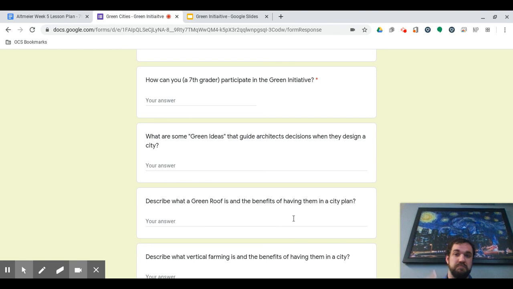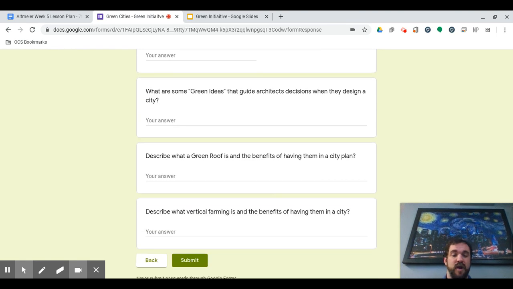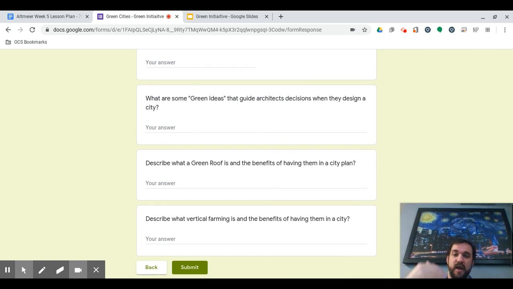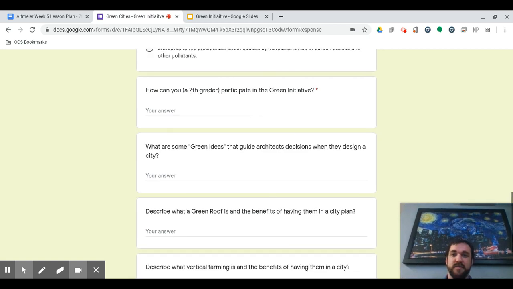Describe what a green roof is and the benefits of having them in a city plan. We just went over a couple of them. Write me an answer. Describe what vertical farming is and the benefits of having them in a city. Okay, what do you think? Okay, what is it? That's all in the slides.